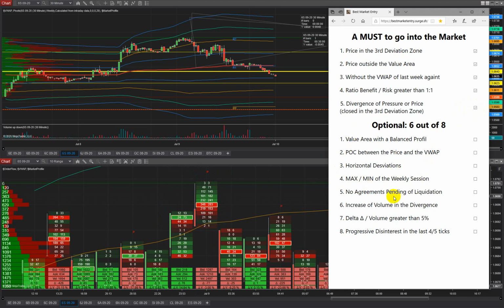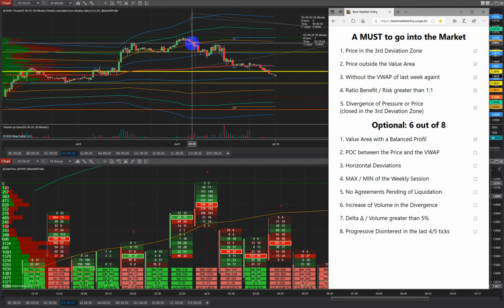Now let's check out the optionals. The optionals, we need at least 6 in order to go inside the market. So the value area with a balanced profile. Yes, we can see that the PUC will be greater, it was exactly here, but a little bit between the 50 and the 60% is okay. So we can check that one.